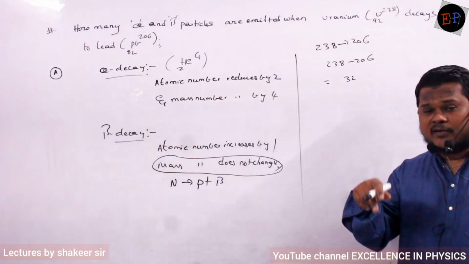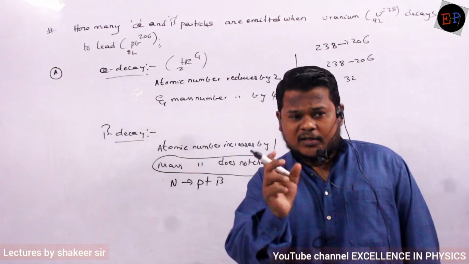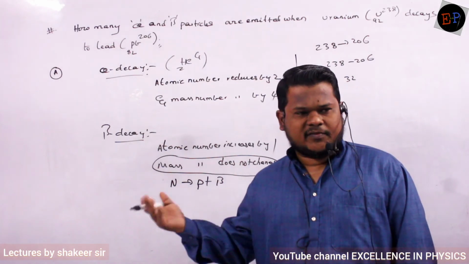And mass number can reduce by what? What does mass number decrease because of? Only because of alpha particles. Beta particles never change the mass number. That's what we have studied, no?